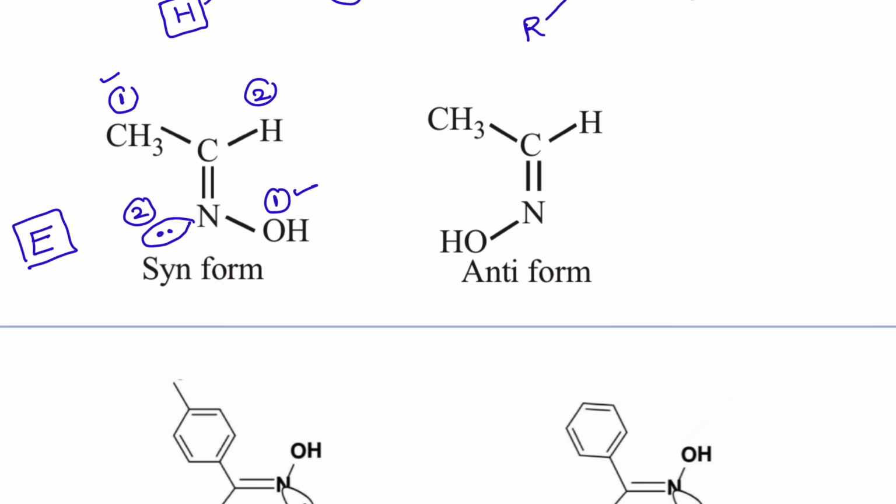In case of the anti form, you can see only the spatial orientation is different. OH gets first priority, lone pair gets second priority. Here, methyl receives first priority, hydrogen is getting second priority. High priority groups are on the same side, therefore this configuration is Z.